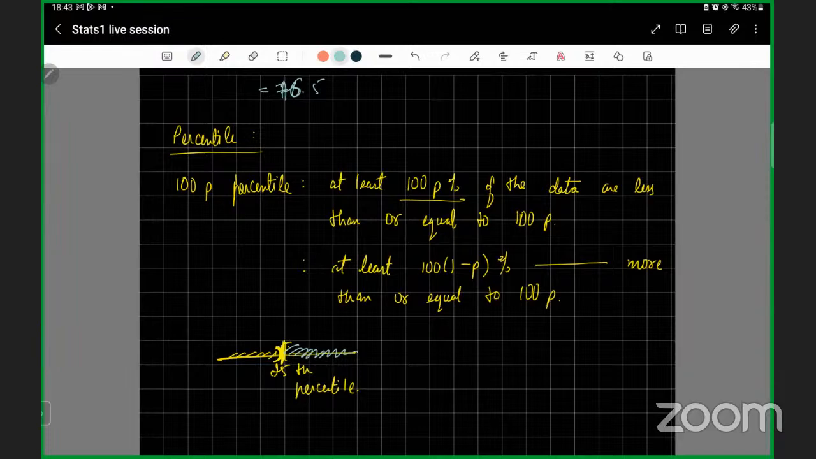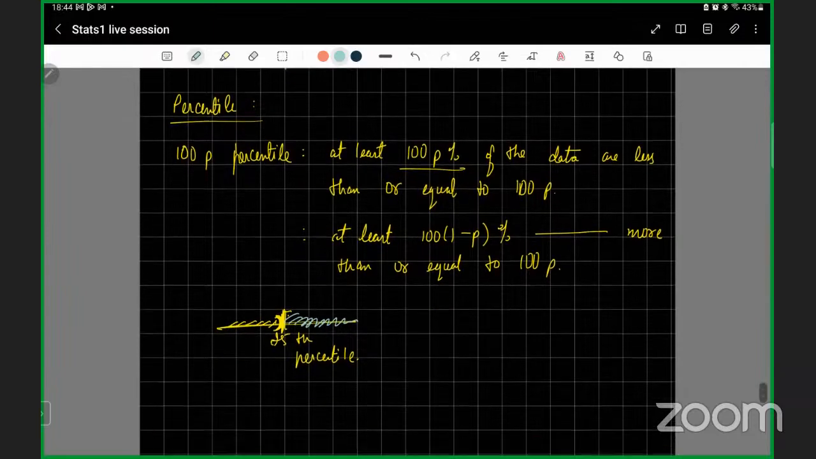In this case, can we say that at least 25% is less than or equal to the 25th percentile? Yeah, at least. Like you said, at least 100p. Yes, we'll say at least 25% of the data will lie less than or equal to this 25th percentile. Or we can also say that 75% of the data are more than or equal to this 25th percentile.